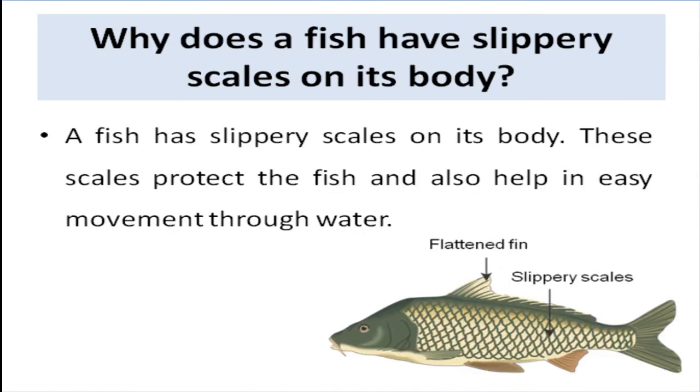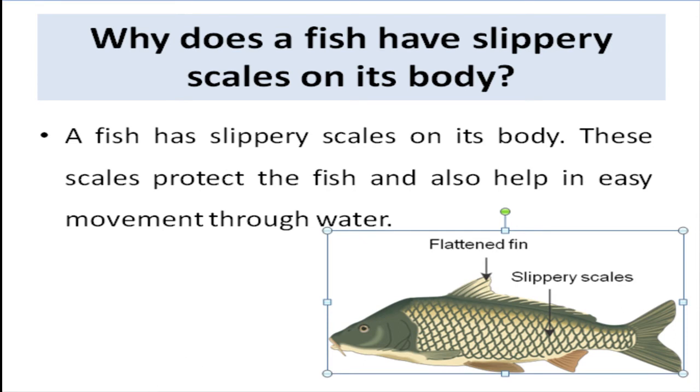Our next question is, why do fish have slippery scales on its body? Answer is, a fish has slippery scales on its body. Why? Because these scales protect the fish and also help in easy movement through the water.